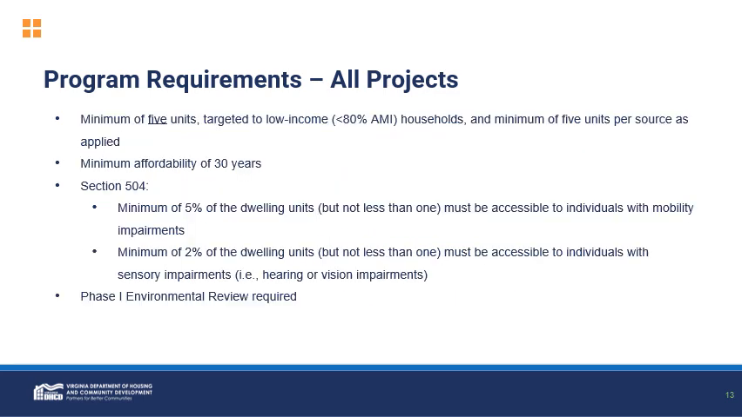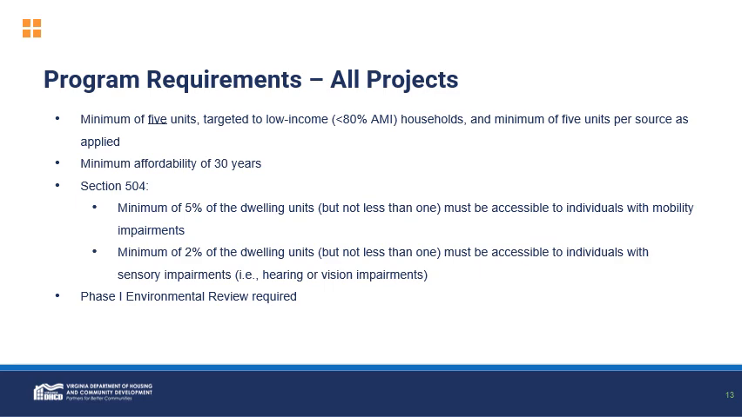All projects that apply must have a minimum of 5 units targeted to low-income households and a minimum of 5 per source as applied. So if you apply for 3 different sources, you must have a minimum of 15 units. We do allow market rate units in the project, but again, a minimum of 5 must be at 80% or below area median income. There's a minimum affordability period of at least 30 years.